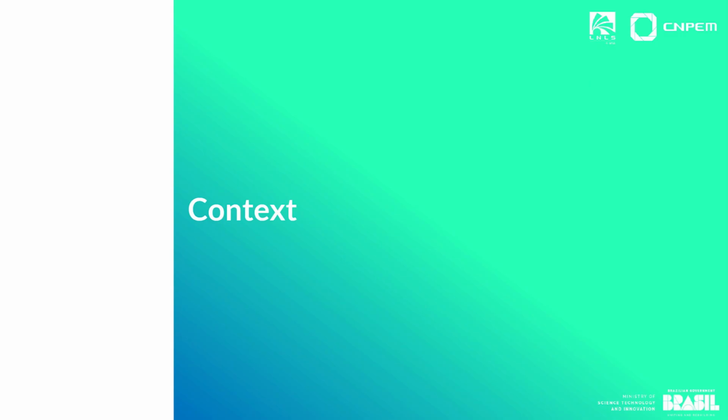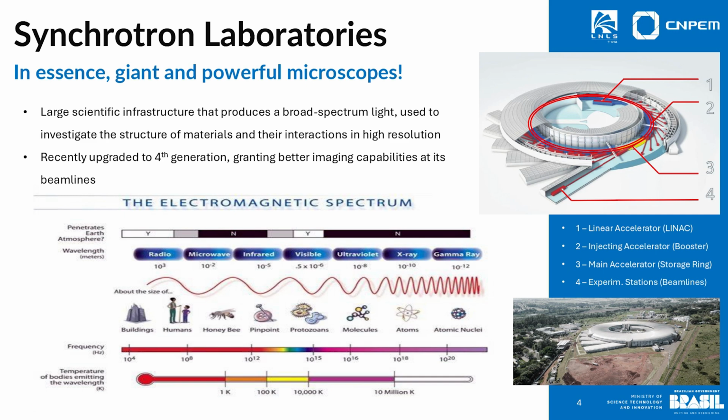So for a little bit of context, what is a synchrotron laboratory? It's in essence a giant and powerful microscope composed of 3 particle accelerators, 1 linear, which is the one indicated on the screen, and 2 circular. The first one is the booster. The second one is the storage ring, right? The main accelerator.